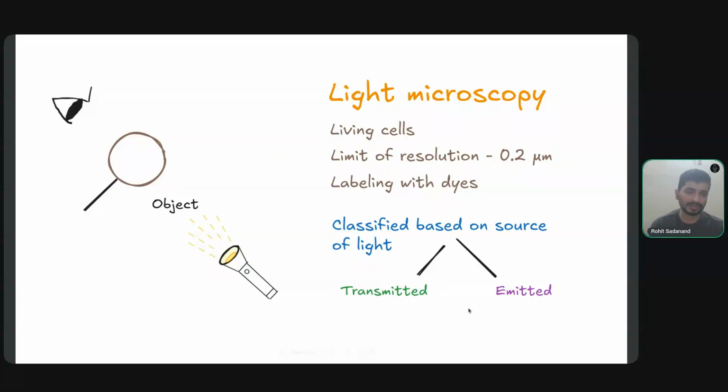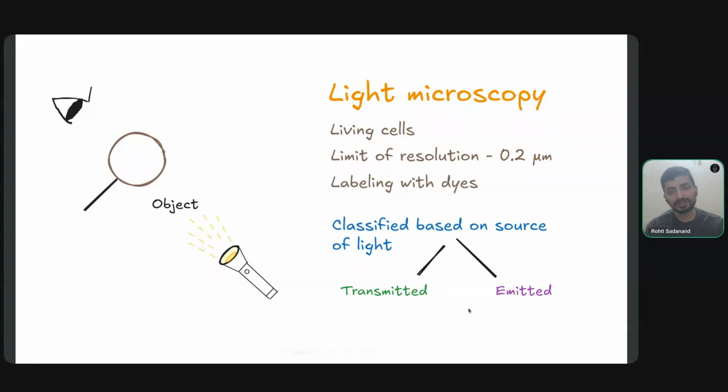And then we pass the light, and then we see, okay, these are the structures that exist inside the cell. So the H&E stain and several others that you might have heard of are all for this purpose because unless they are applied, the cells are kind of transparent, which limits the amount of information we can get even with a light microscope. And while all the light microscopes use light as a particle, there's a difference in which the light is collected, based on which they are further classified into transmitted light microscopes and emitted light microscopes.